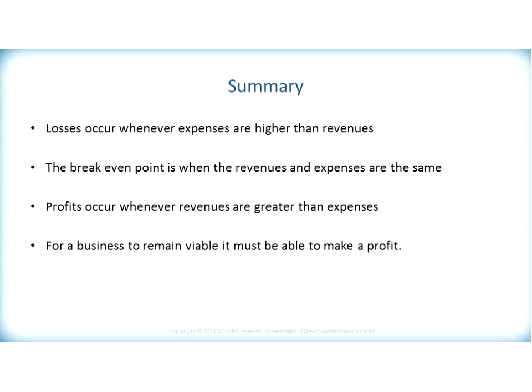So in summary for this particular lesson, we talked about profits, losses, and the break-even point. Well, losses occur whenever expenses are higher than revenues. So any month in which you actually spend more than you make, that's where a loss would occur. Your break-even point is when the revenues and expenses are exactly the same. So when you have a net income for the month of 0, your expenses and your revenue are identical. And profits will occur whenever your revenues are greater than expenses.